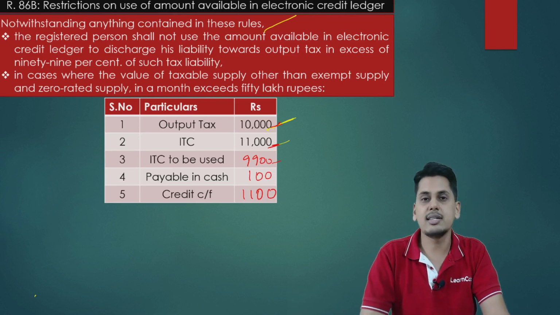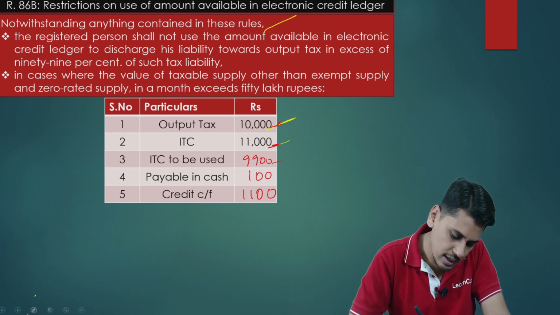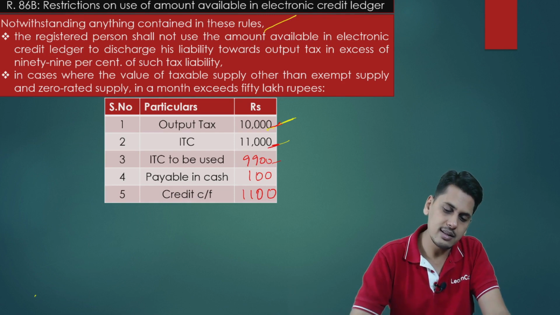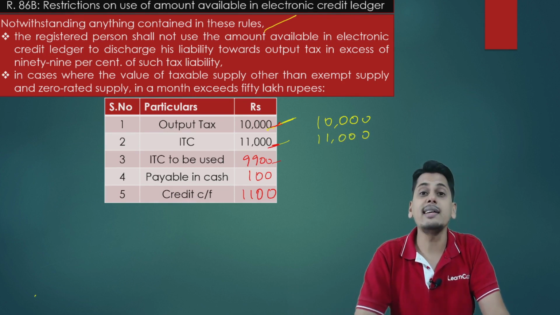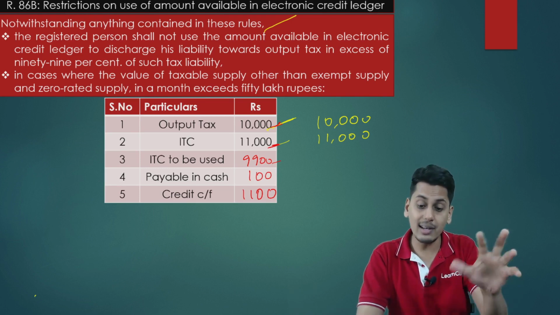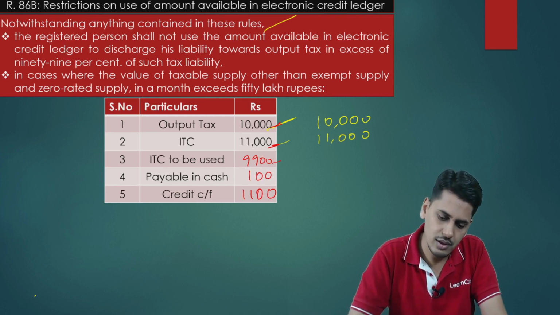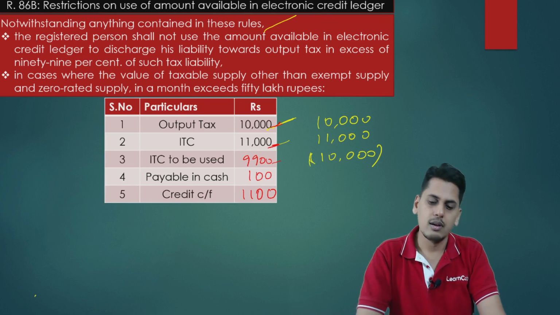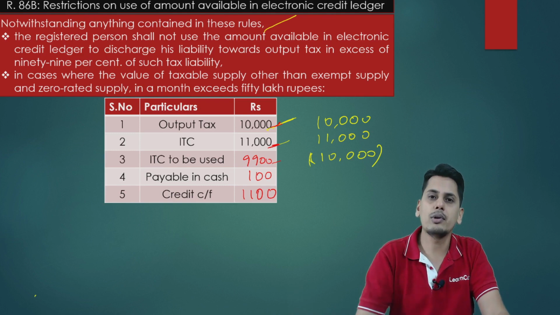Friends, please understand, had 86B not been there, what would have been the answer? Let's keep output tax at 10,000. Input tax credit available is 11,000 rupees. Now my output tax is 10,000 rupees. For this output tax of 10,000, I have a sufficient balance of 11,000 in my credit ledger. I will use the entire 10,000 rupees from my credit ledger to pay my output tax liability.